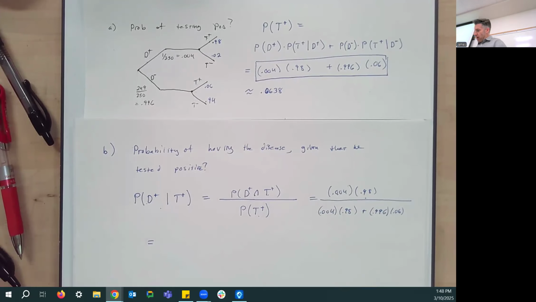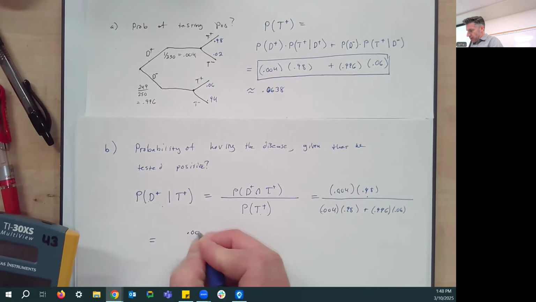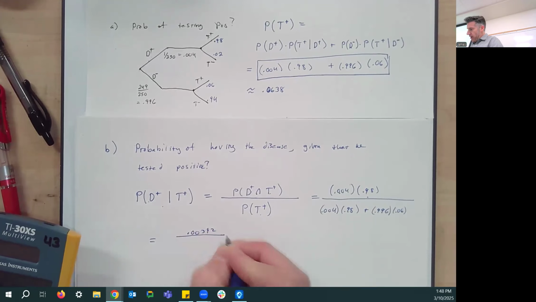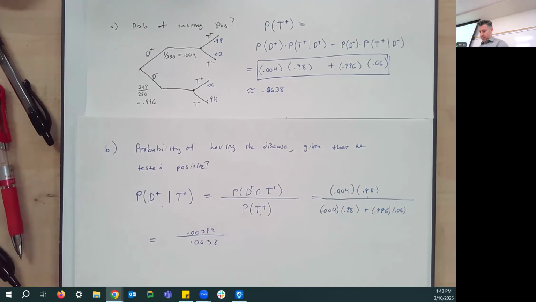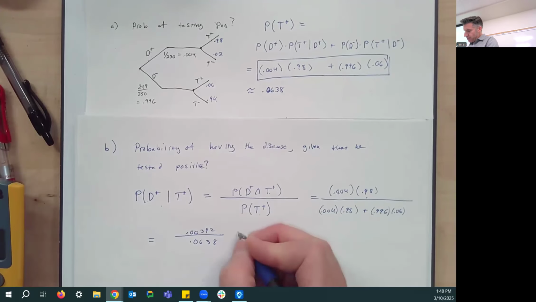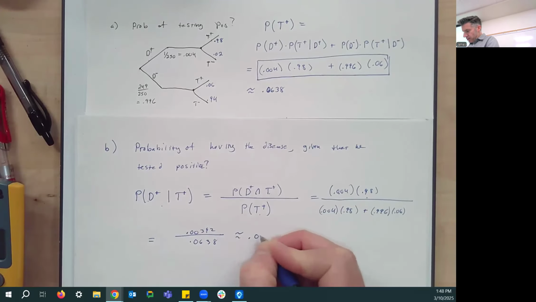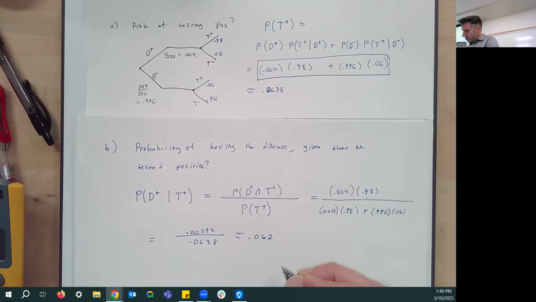So we're going to get about 0.00392 divided by 0.0638. The bottom number is an approximation. I don't like approximations, so I'm going to actually do it. We get about 0.062.